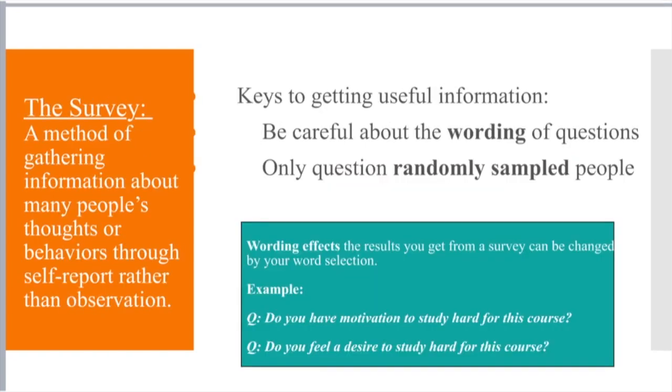The last one here then is going to be the survey. A survey is a method of gathering information about many people's thoughts or behaviors through self-report rather than observation. You know what a survey is, but what is its relevance when we're talking about descriptive research and when we're talking about psychology? The key to getting useful information is to be very careful about the wording of your questions, and to only question randomly sampled people.